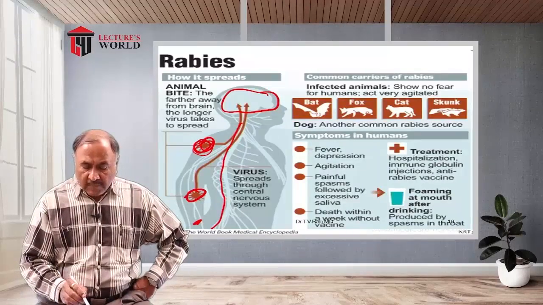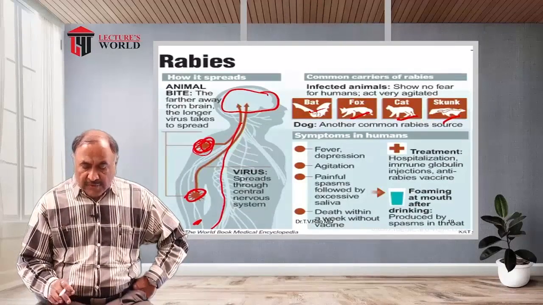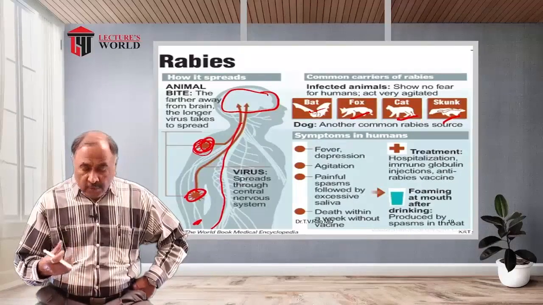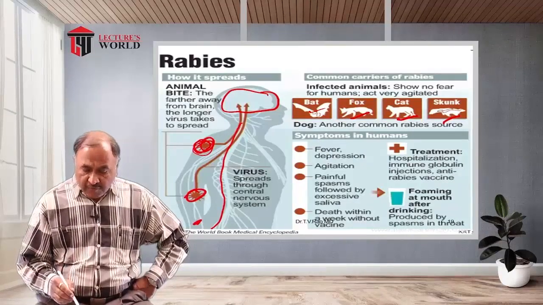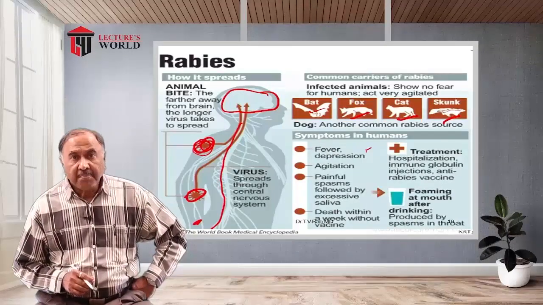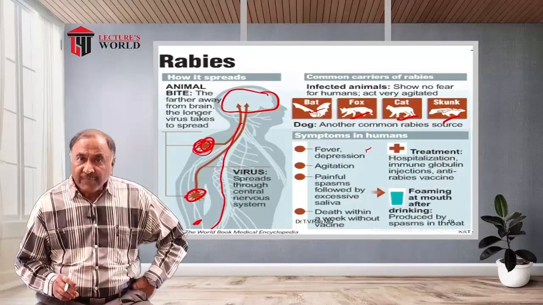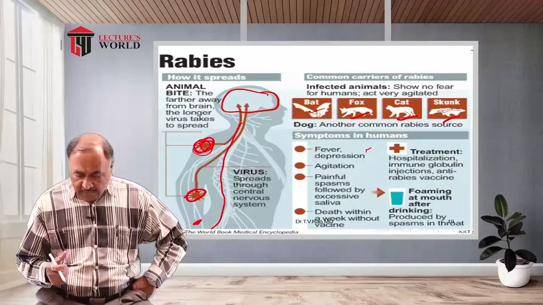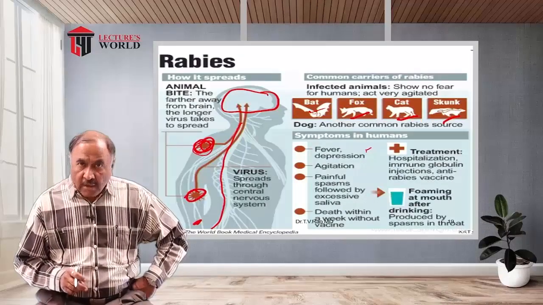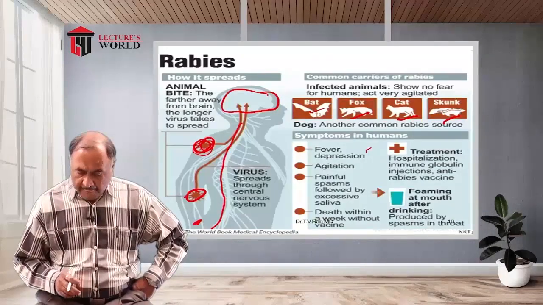Common carriers are bats, foxes, cats and skunks. The symptoms, as we will see, but just to tell you in brief, include fever, depression, agitation, painful spasms, followed by excessive salivation, and death normally occurs if not treated within a week without vaccine.